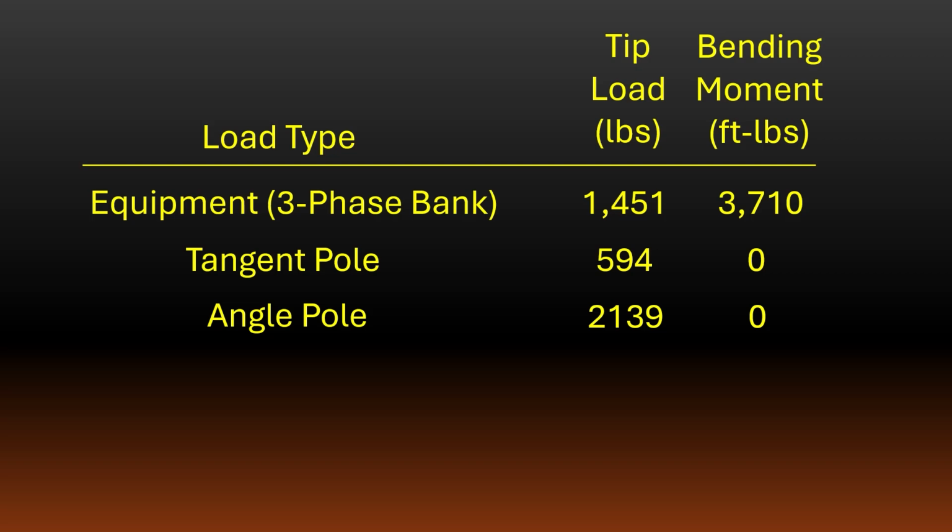Lastly, we saw the same thing with our dead-end pole. The bending moment created by the conductors was offset with a down guy, the tension of which created a vertical tip load of over 3,100 pounds. With a couple of exceptions we covered in part 1, almost all horizontal loads caused by the conductors should be offset with a down guy and anchor, resulting in a total bending moment of 0.